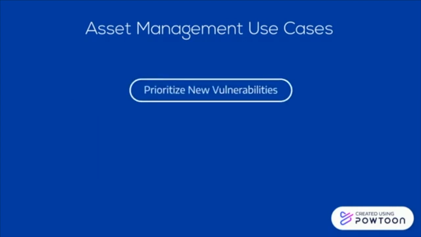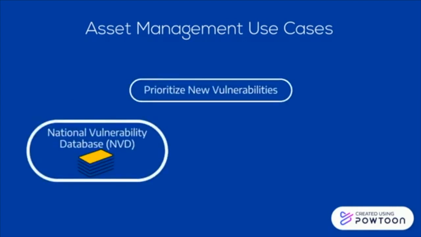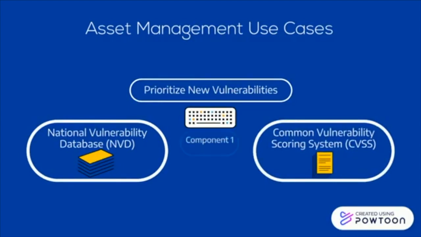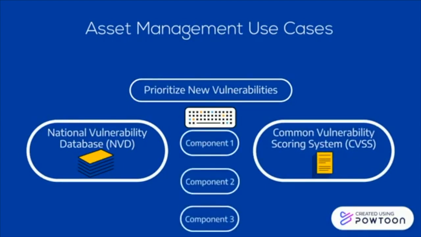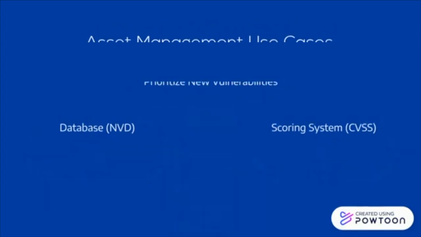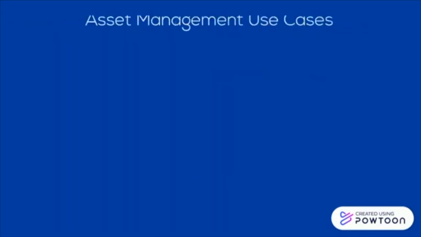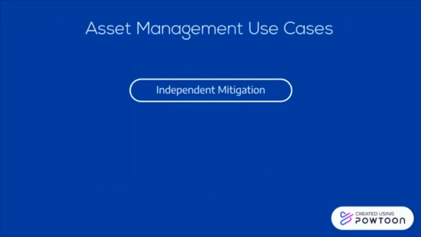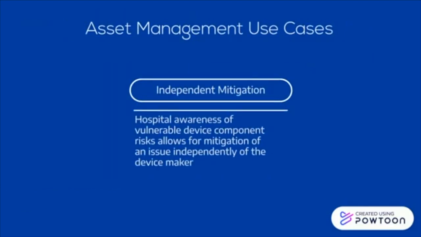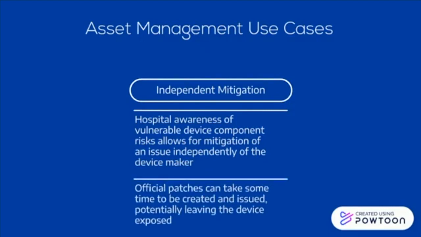Hospitals can utilize the National Vulnerability Database, along with the Common Vulnerability Scoring System, to score and prioritize newly discovered vulnerabilities and take action to reduce the risk of the exploitation of a medical device. An example component vulnerability listing is shown in Figure 2. This awareness of the risks of a vulnerable device component allows hospitals to mitigate the issue independently of the device maker, as it can take some time for the device manufacturer to create and issue patches for the device.